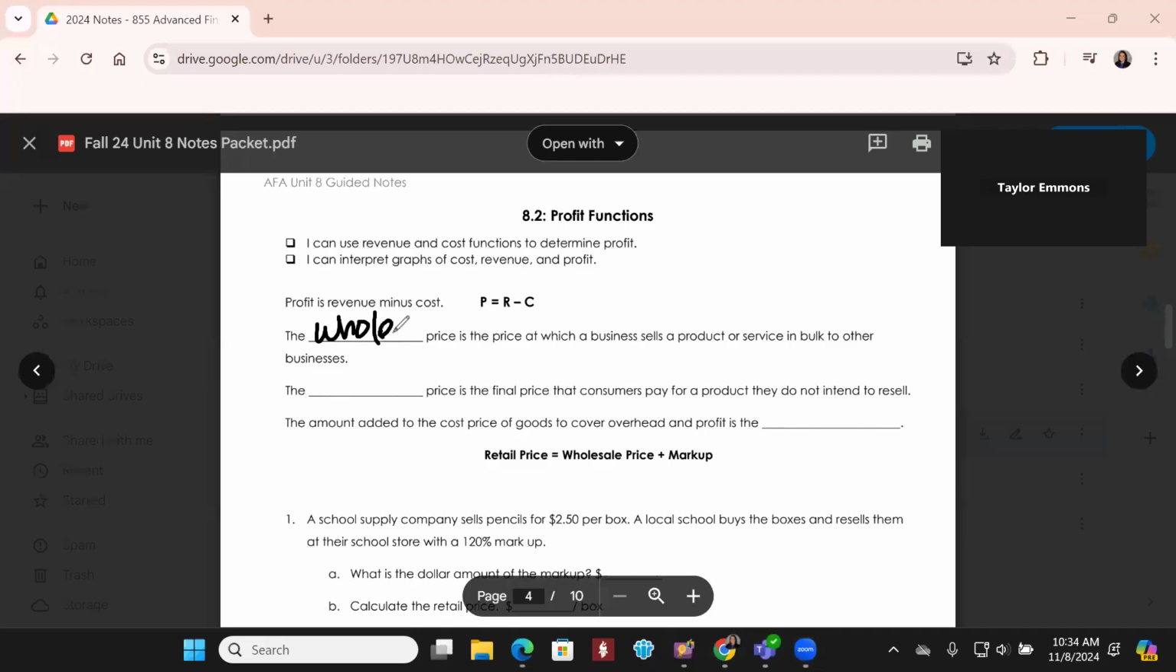The wholesale price is the price at which the business sells a product or service in bulk to other businesses. The retail price is the final price that consumers pay for a product they do not intend to resell. The amount added to the cost of the goods to cover the overhead and profit is the markup.